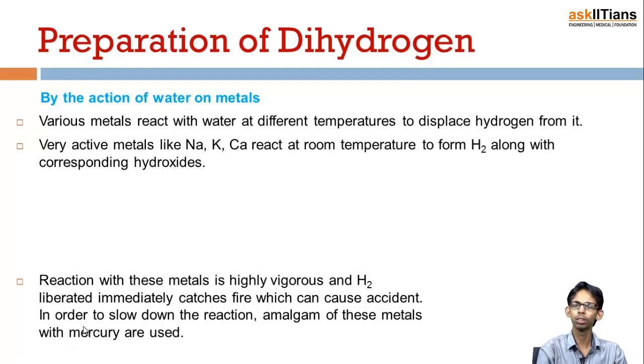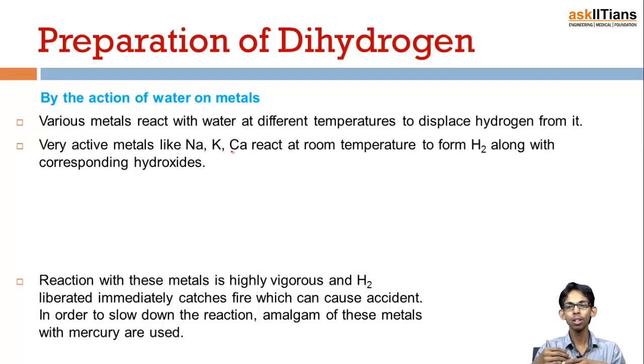Okay, the first question is how is dihydrogen prepared, and what are the methods used for preparation of dihydrogen. The first method is by reaction of water on metals. Some metals are more reactive, some metals are less reactive. So more reactive metals react with water at room temperature only.